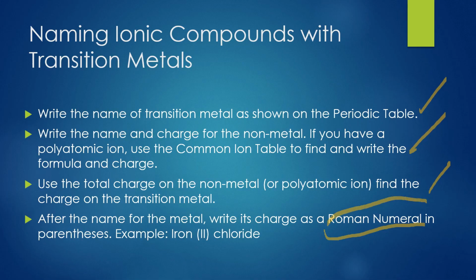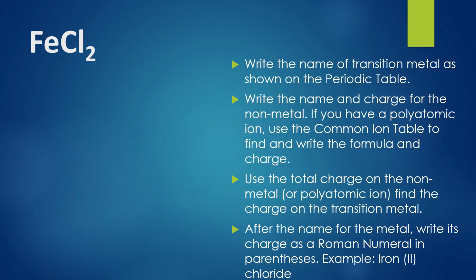Meron tayong gagamitin na Roman numeral kasi yung mga transitional metals po ay merong 2 hanggang 3 or 4 na oxidation charge based from its kapartner o based from its non-metal na kapartner o yung gustong kalalabasan na compound. Okay? So, para mas maintindihan, let's have an example.